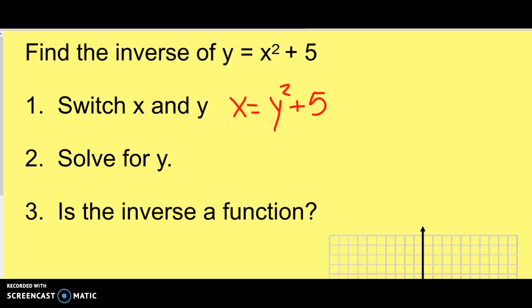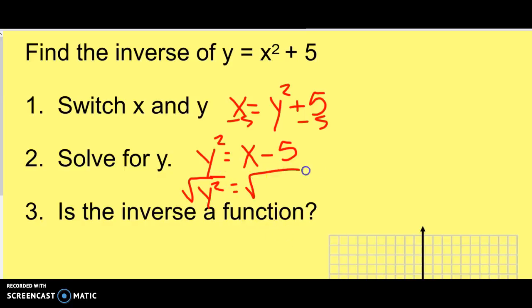I'm going to switch these around. So it's going to end up with y squared is equal to x minus 5, right? Because we would have just subtracted 5 from both sides. I'm just switching them around. Now to solve for y, you've got to take the square root of both sides. So now you've got the square root of y squared equal to the square root of x minus 5. Let's go on over here and finish this out and simplify it.